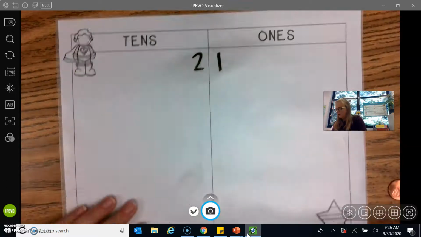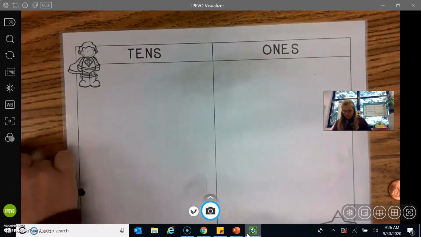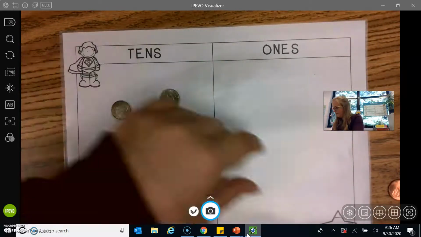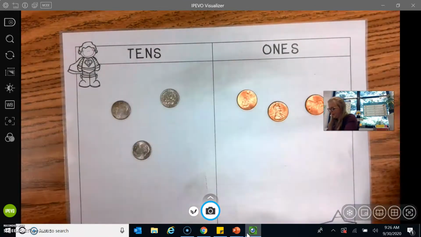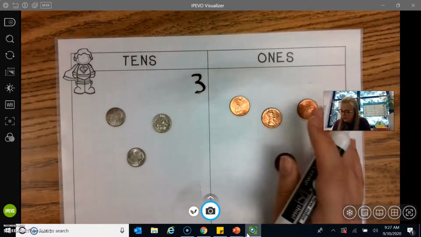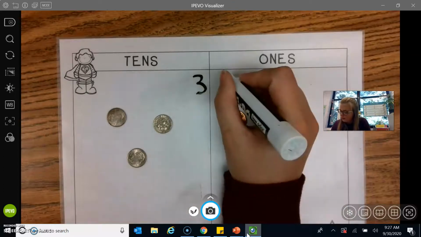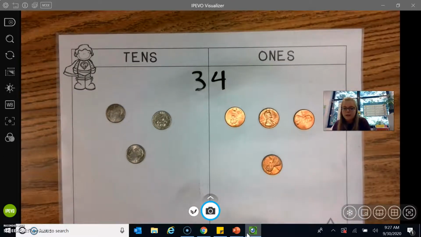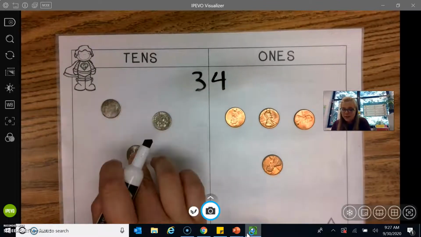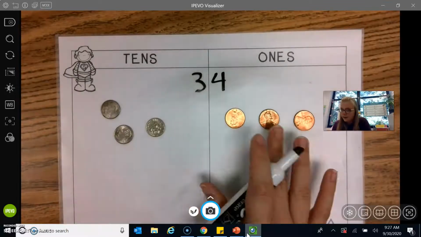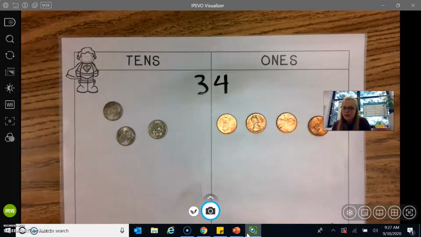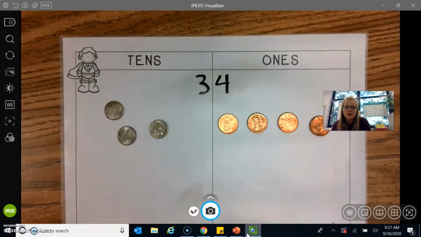Okay, let's do one more. Let's say I have 3 dimes and 4 pennies. What number is this? I have 3 dimes, so I have 3 groups of 10, and I have 4 pennies, 4 ones. It's 34. Let's count to make sure. We count these by tens, 10, 20, 30. I count these by ones, 31, 32, 33, 34. So I have 3 groups of 10 and 4 ones, which is 34.